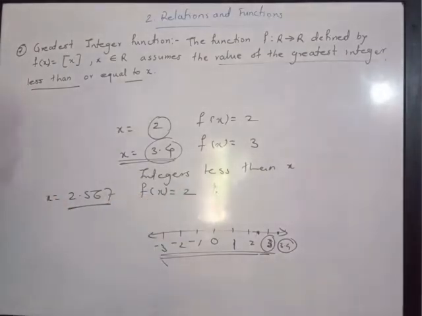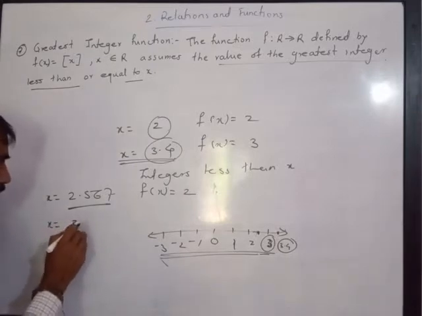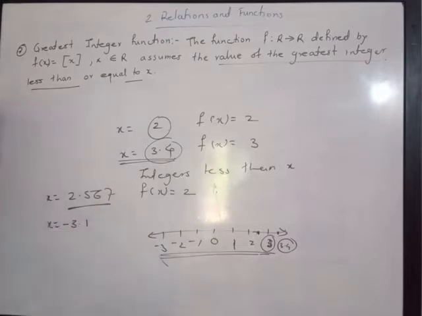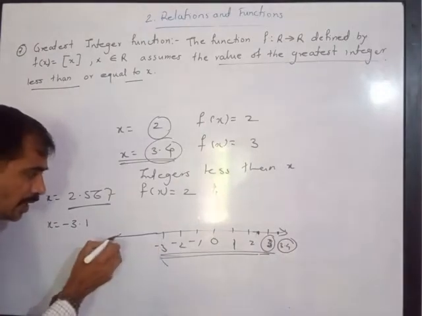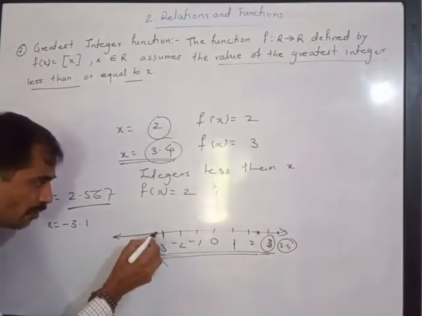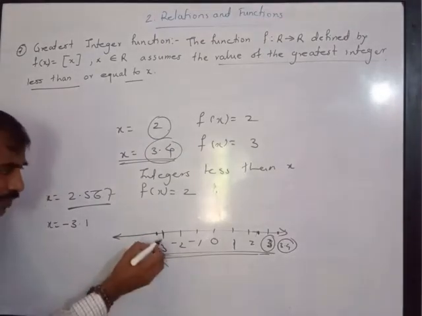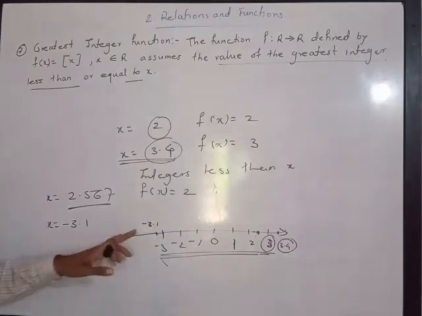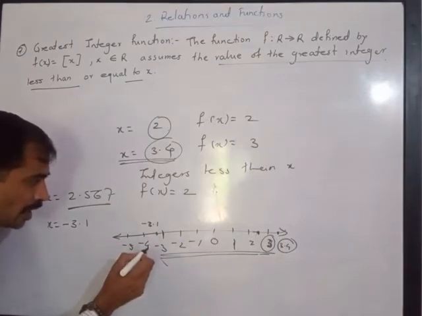Let us try to understand about negative values. If x is equal to negative 3.1. Negative 3.1 means, please try to understand on the number line, 3.1 will come somewhere here to the left side of negative 3. This will be negative 3.1. Now integers less than negative 3.1. Integers less than negative 3.1 are negative 4.